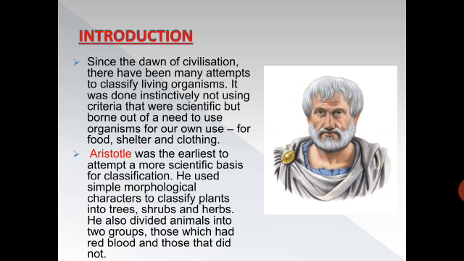Aristotle was the earliest to attempt a more scientific basis for classification. He used simple morphological characters to classify plants into trees, shrubs, and herbs. He also divided animals into two groups, those which had red blood and those that did not. So Aristotle was the first person to classify the plants into trees, shrubs, and herbs, whereas animals he classified into two groups, those which had red blood and those that did not.